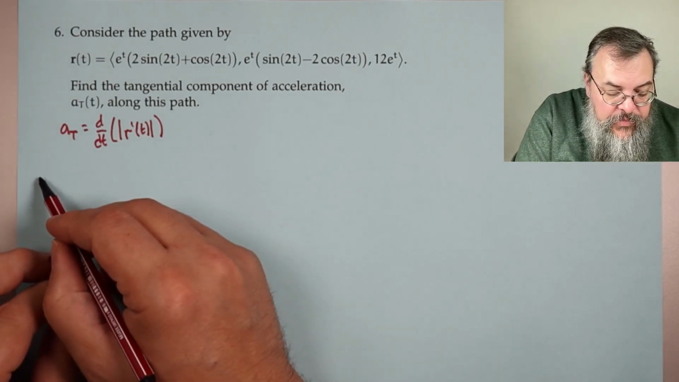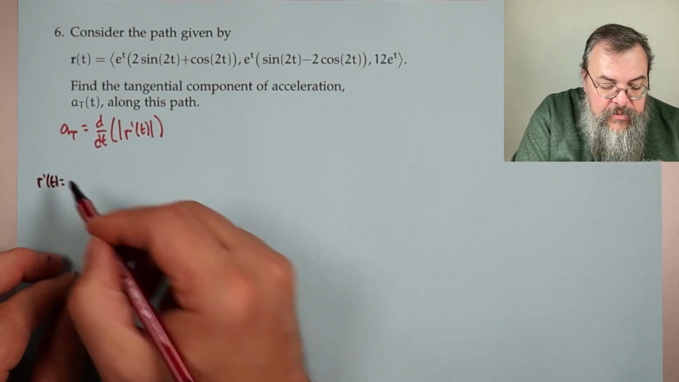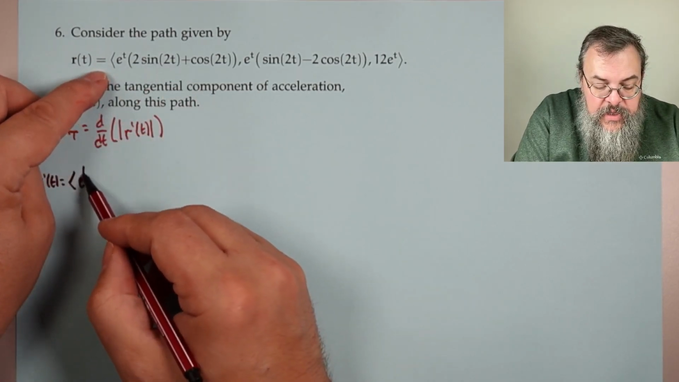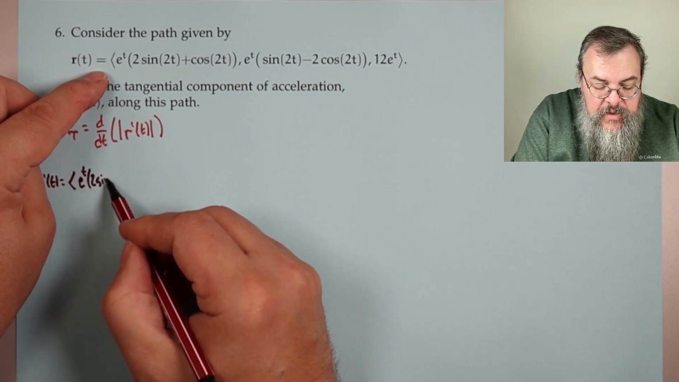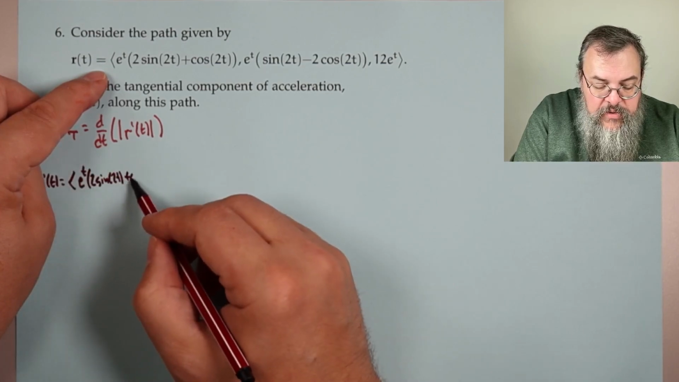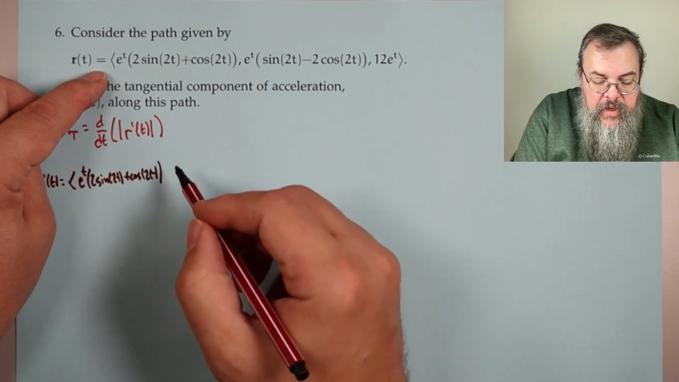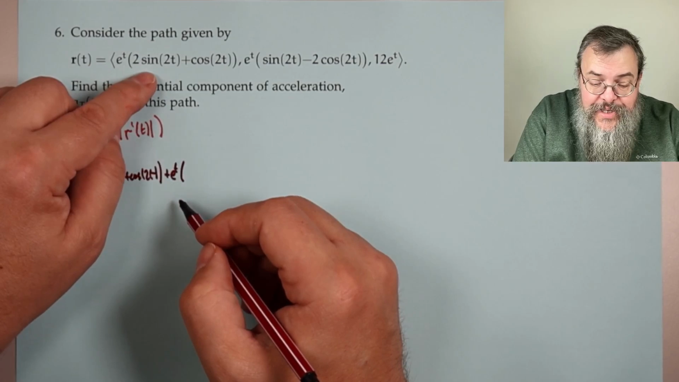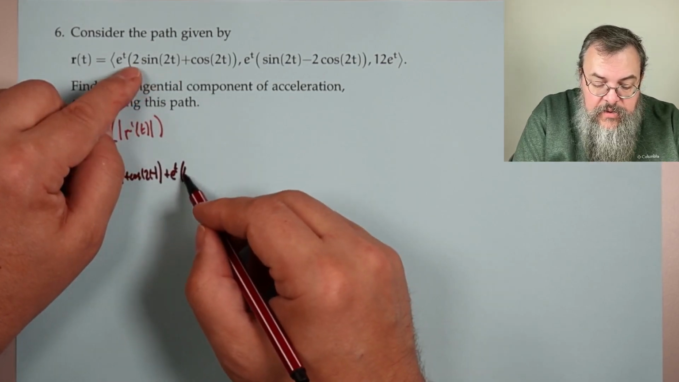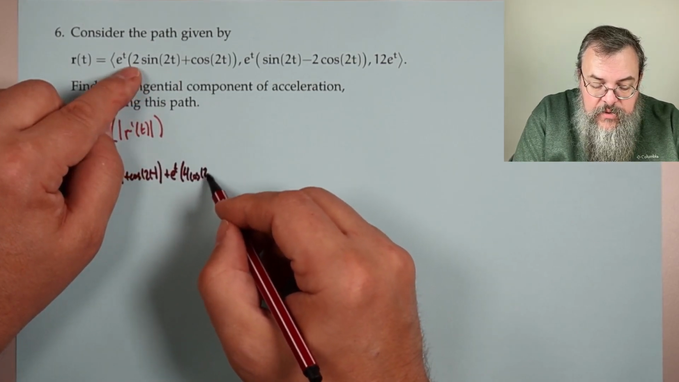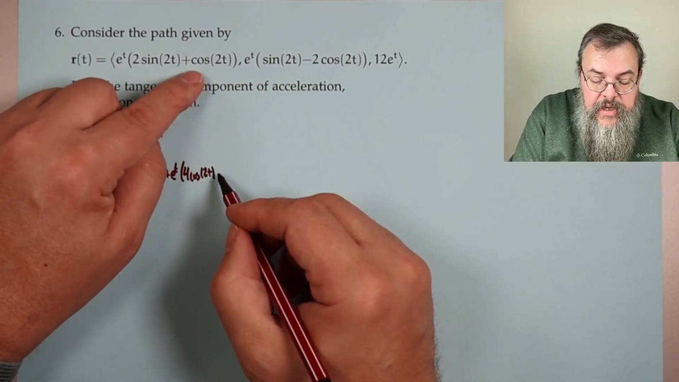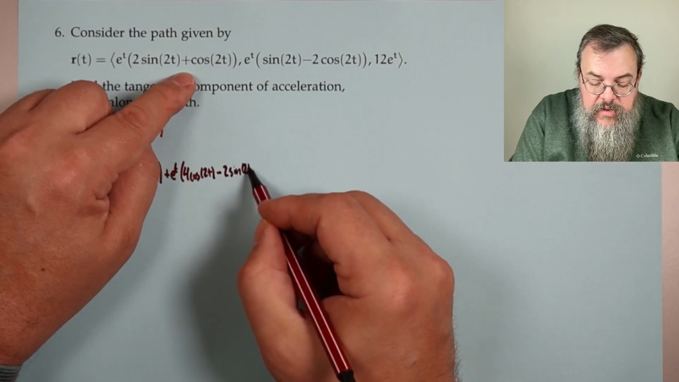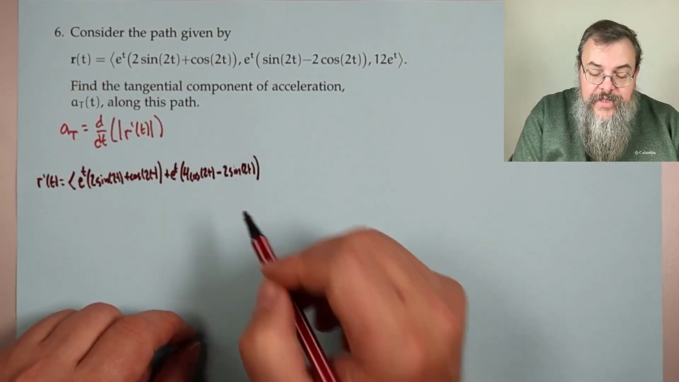So r prime, I think we'll need some space. We have product rule, so take the derivative of the first, e to the t, times the second, 2 sine 2t plus cosine 2t, plus the first, e to the t, times the derivative of the second. Derivative of sine is cosine. Don't forget the factor of 2. So that's 4 cosine 2t. Derivative of cosine, negative sine. And don't forget the 2 from the chain rule. So minus 2 sine 2t. All right, that's our first entry.